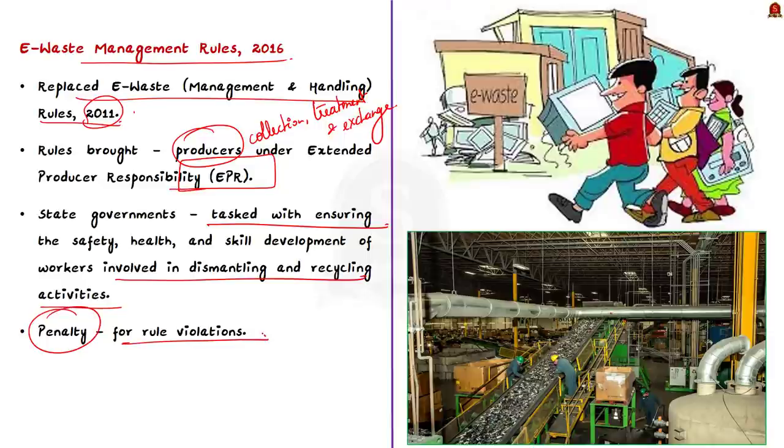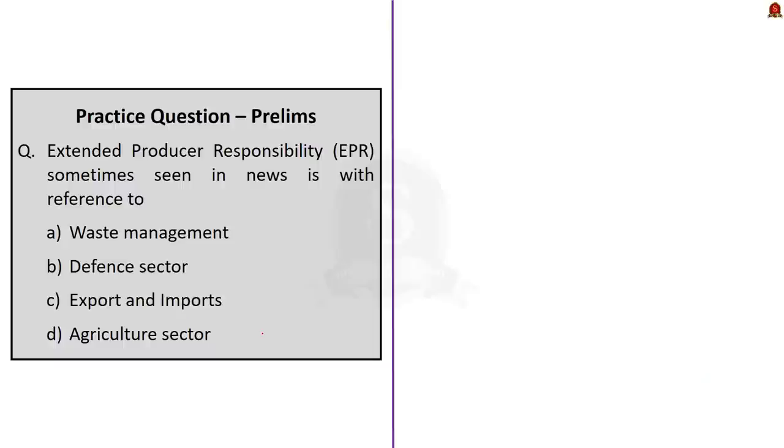So with this, we have come to the end of our discussion. Now let's have a quick recap. What all we saw? We saw about e-waste, which is nothing but trash generated by electronic electrical appliances that have reached the end of their useful life or they are no longer suited for their original purpose.